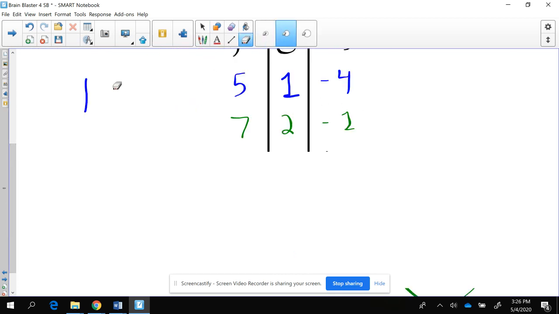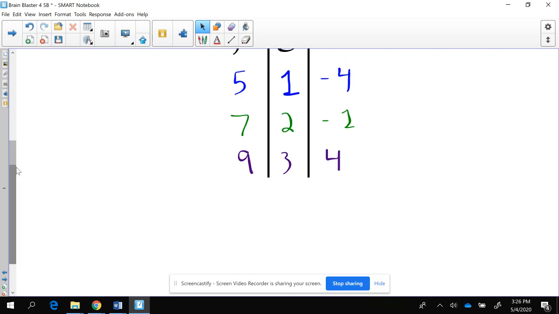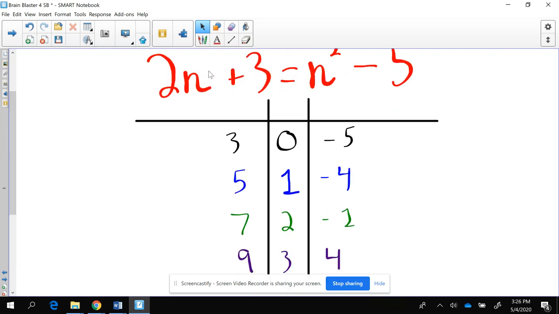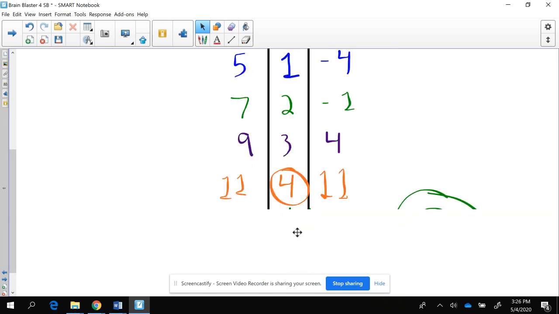What I'm doing here is just plugging in numbers until I find one that works. You'll notice that these numbers are getting closer together. Plug in a 3 on both sides. Try it out. 3 times 2, plug it in here first. 3 times 2 is 6, plus the 3 is 9. So it's 9 on this side. Take a look over here. 3 squared is 9, minus 5 is 4. And then what you're going to find is, bam, 4 works.